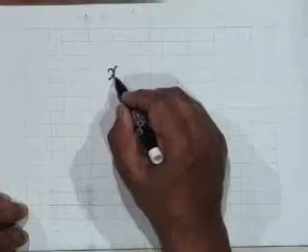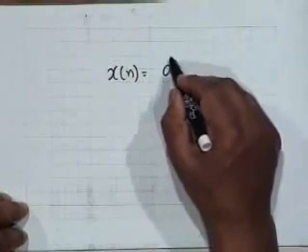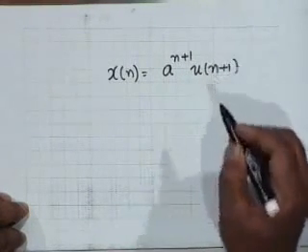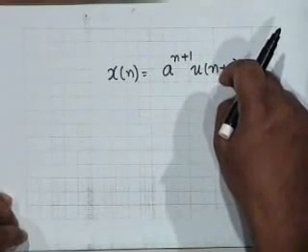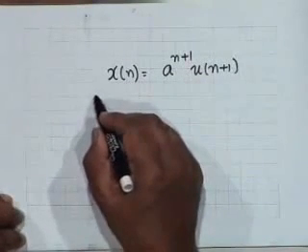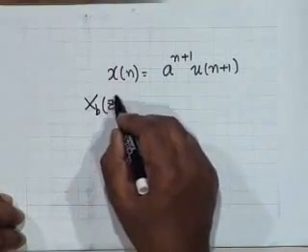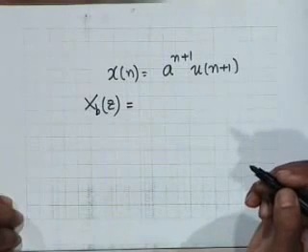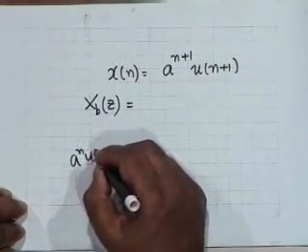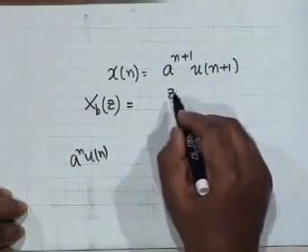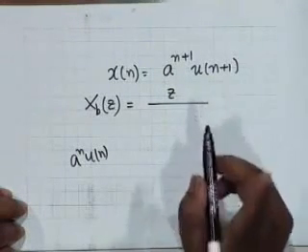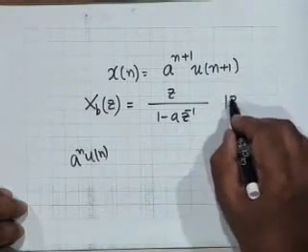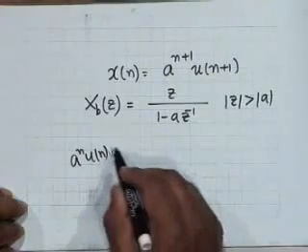For example, take x of n as a to the n plus 1 u of n plus 1. This signal starts at n equal to minus 1, and therefore if I take X b of z, the bilateral z transform, what shall this be? That's right. It would be simply an advance by one sample: z by 1 minus a z inverse, with mod z greater than mod a.